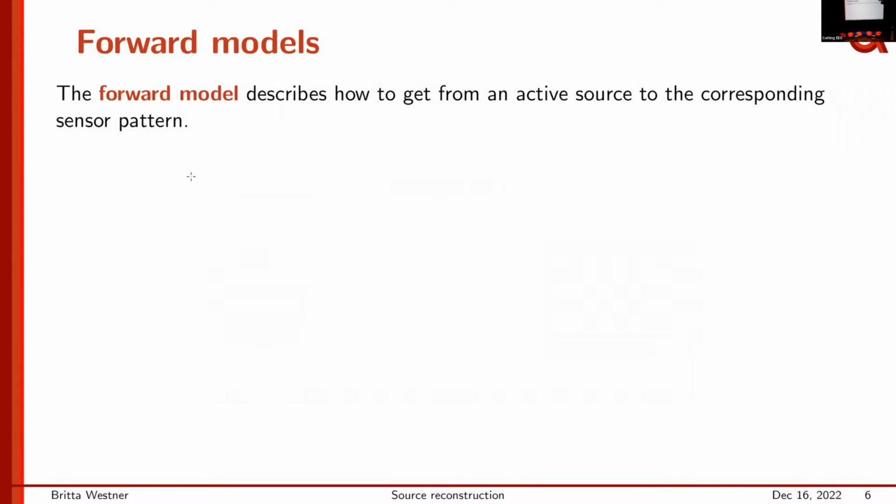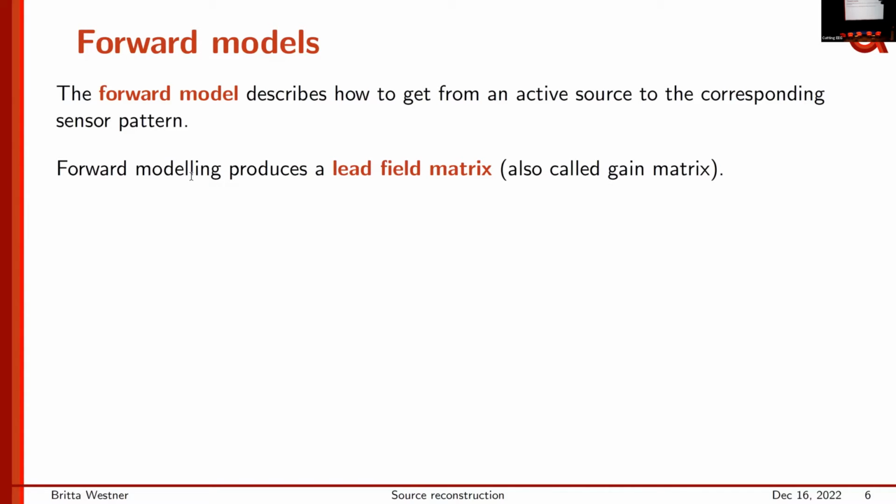So let's start with that first ingredient, the forward models. So as I just said, forward models describe how you get from a source to the corresponding sensor or channel pattern. And other words that you will come across are the lead field matrix or also the gain matrix, which is the mathematical result of doing this forward modeling step.